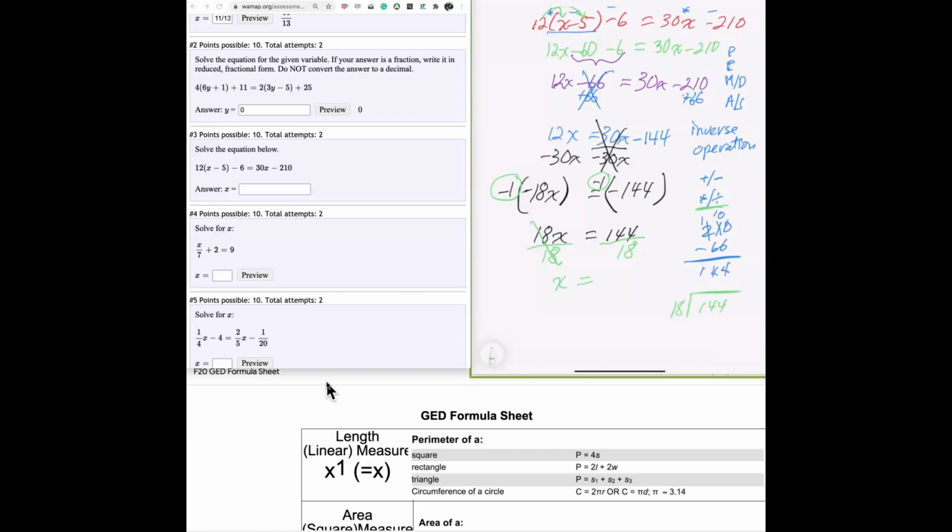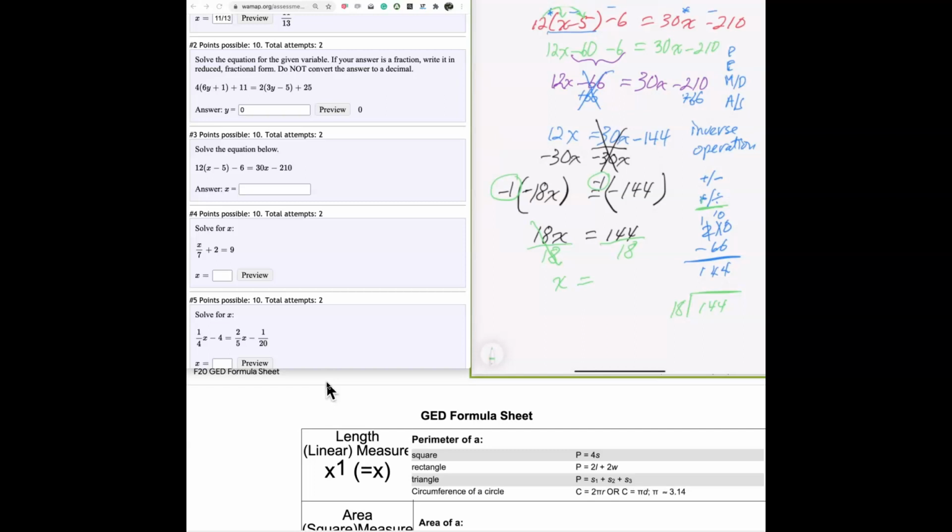Now, you might recognize 144 is a perfect square. It's divisible by 12 evenly. So that might give you a hint as to how many times 18 will go into 144. Anyway, you have to start by guessing. 18 will go into 144. 18 is almost 20, and 144 is almost 140.